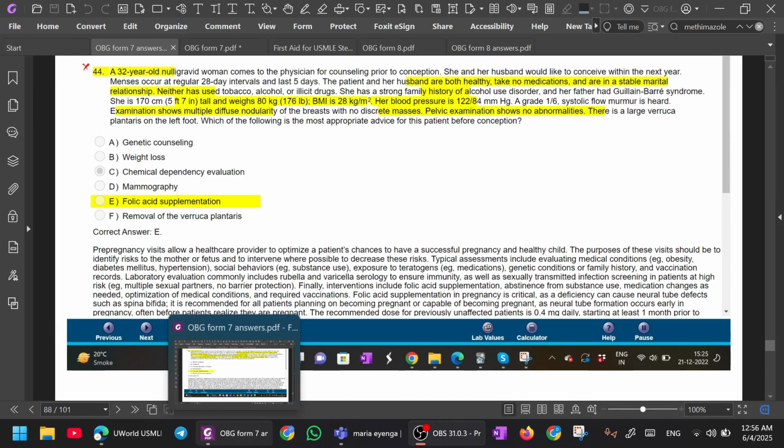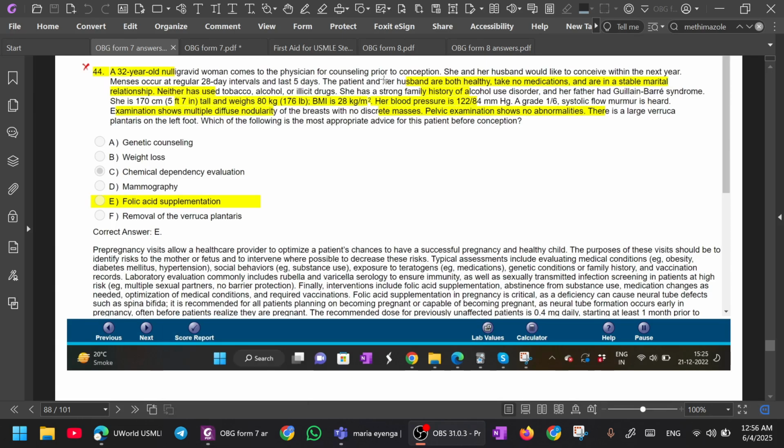Lab evaluation commonly includes rubella and varicella serology to ensure immunity, as well as STI screening in patients at high risk, like the ones with multiple sexual partners and no barrier contraception. Finally, interventions include folic acid supplementation, abstinence from drugs, medication changes when needed, optimization of medical conditions, and required vaccinations.